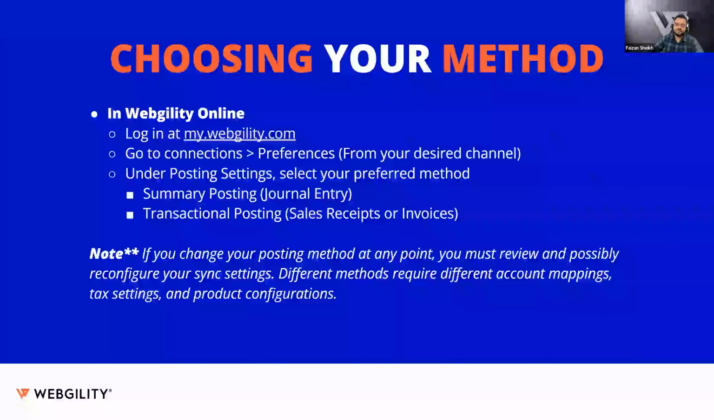But just from a high level, in Webgility Online, just log in at my.webgility.com or through your customer portal, whichever one's easier for you. Go to Connections and then Preferences. And then under posting settings, you're just going to select summary posting or journal entry.